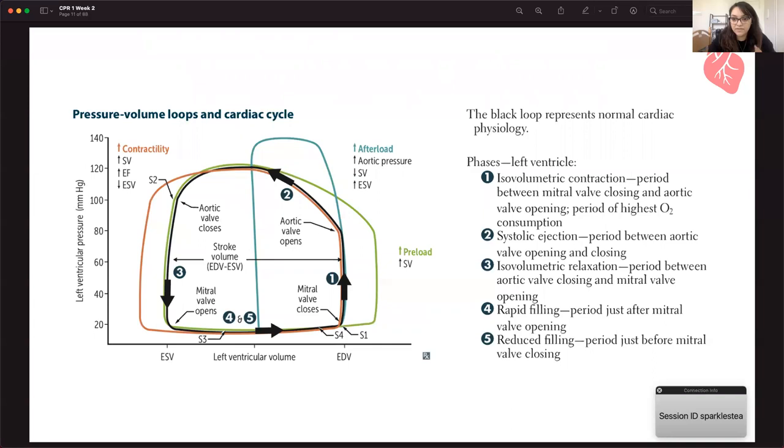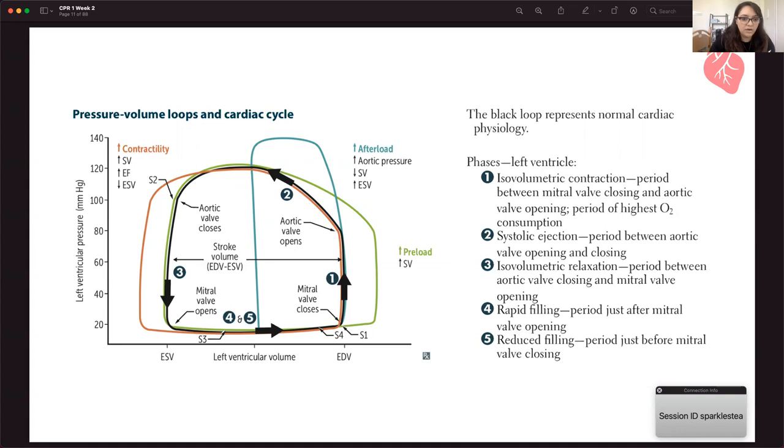So this is your pressure volume loop shown here in black. And then depending on changing your contractility, your afterload, or your preload, you're going to shift this graph in different ways. And that's a concept that you guys kind of have to understand, where the easy way to understand this actually is just CAP, okay? So if you look at the C, or the contractility, right? This orange graph on the, sorry, let me get a laser pointer actually. That would probably be helpful.